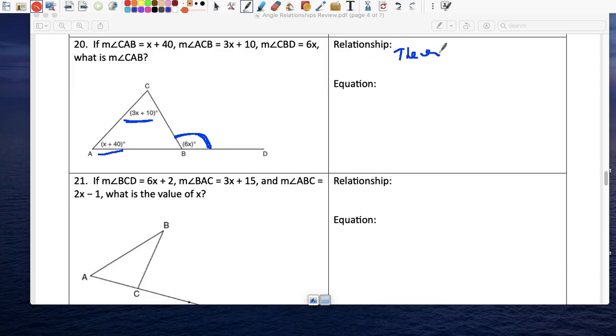The exterior angle, you don't have to write it, is equal to the sum.